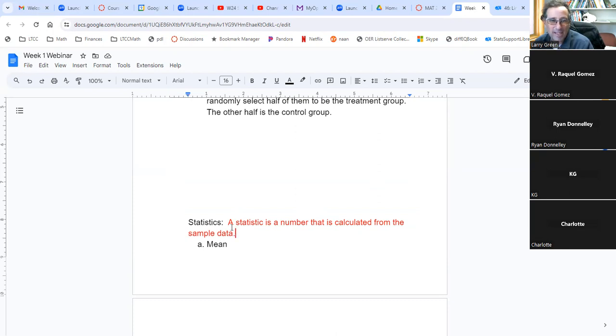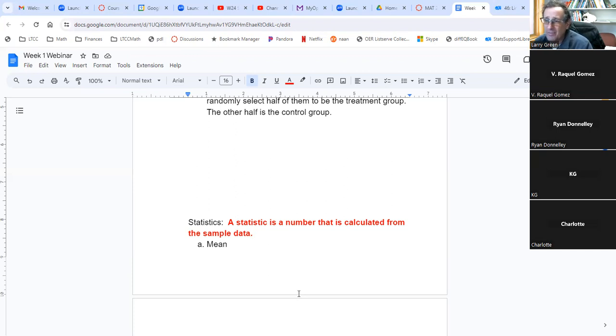Maybe I'll even do more than that, but red and bold. Yeah, it's like the most important word in the entire class. And that's why this class is called statistics. So get this one down. Okay. So then we want to say, well, what kind of numbers might you calculate from the sample data?